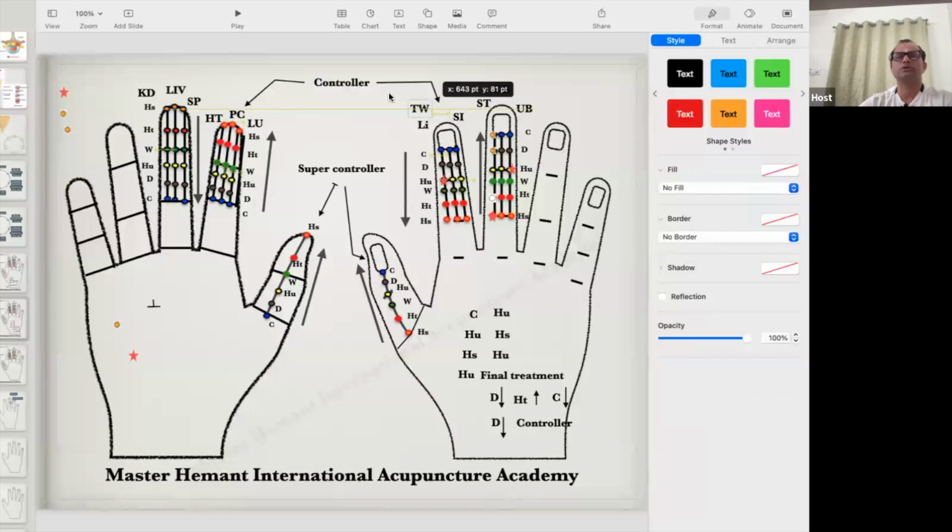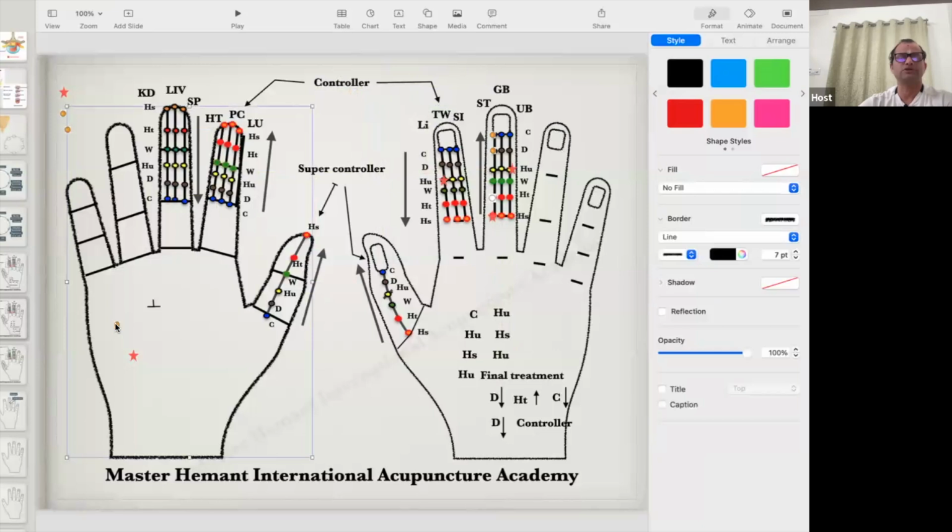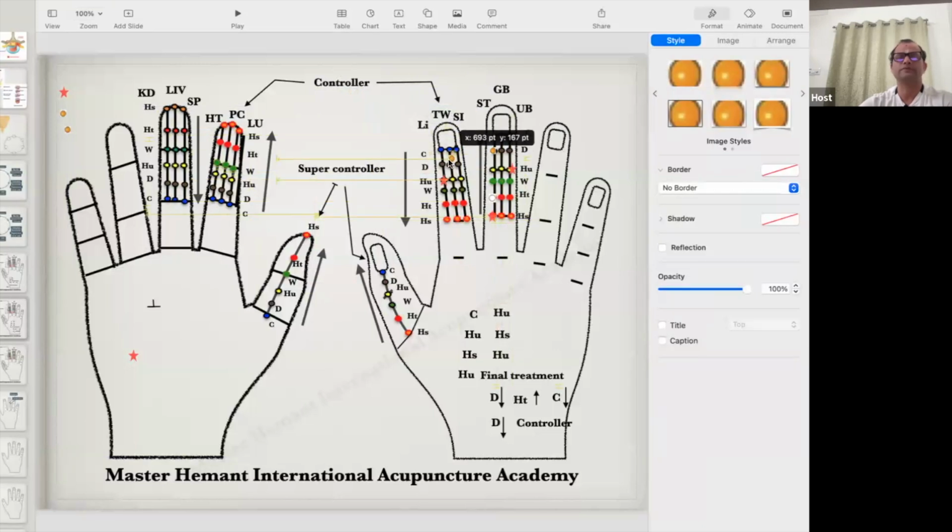So we'll do in the controller. Control is the triple warmer. So we'll do the dryness sedation, which is the main action, in the controller. And the same thing we'll do in the super controller. Super controller means thumb, dryness sedation.